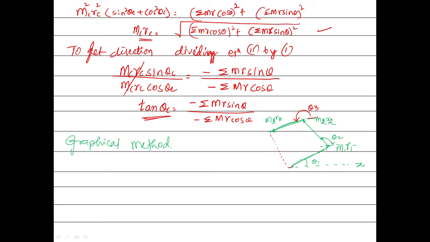This will give the product MC RC, as well as the orientation theta c of the counterbalance or balancing mass. Now you can use this graphical method. This is clear, the graphical method.